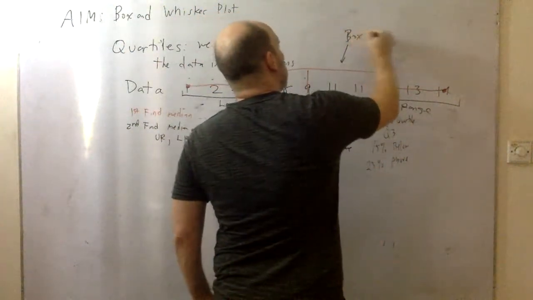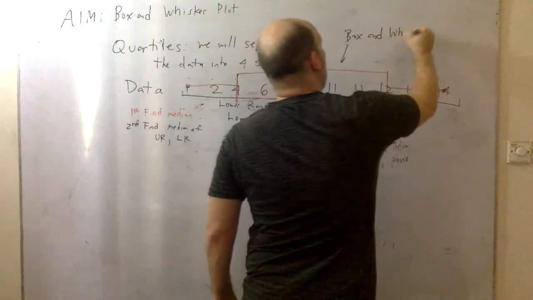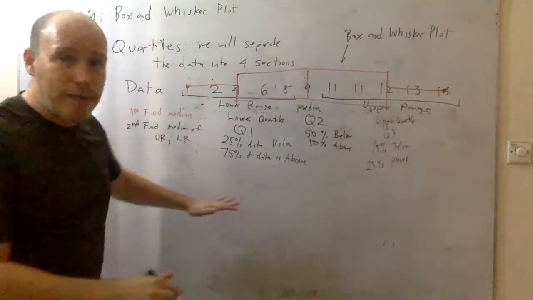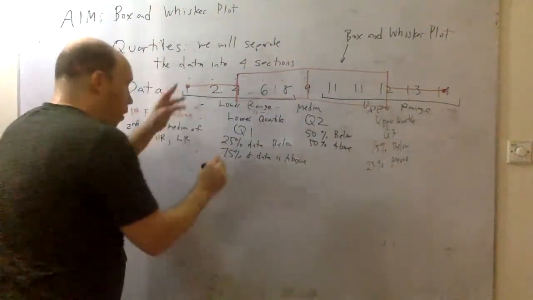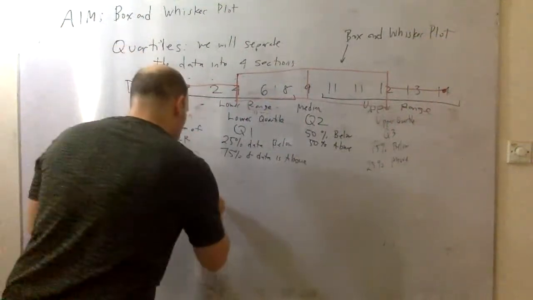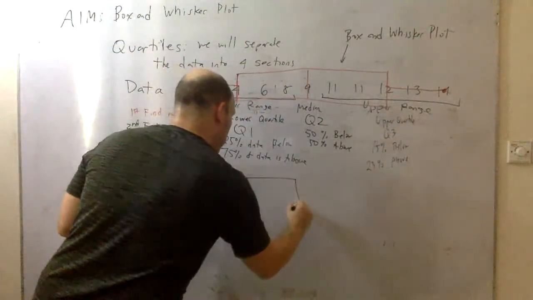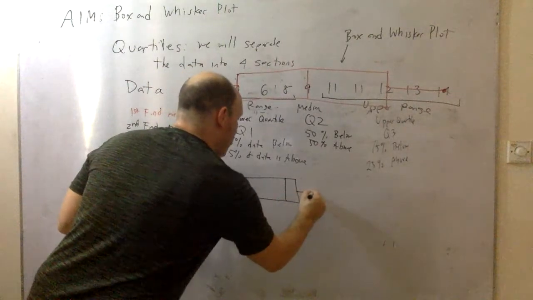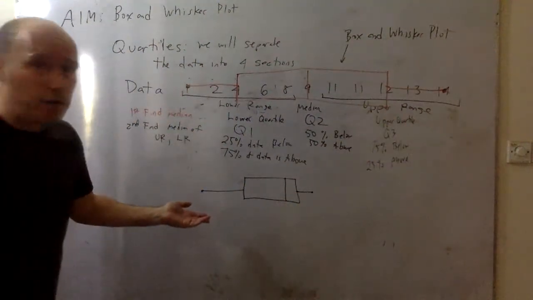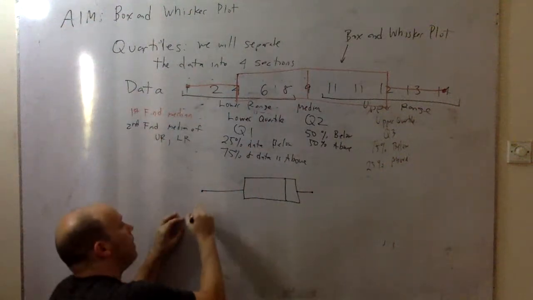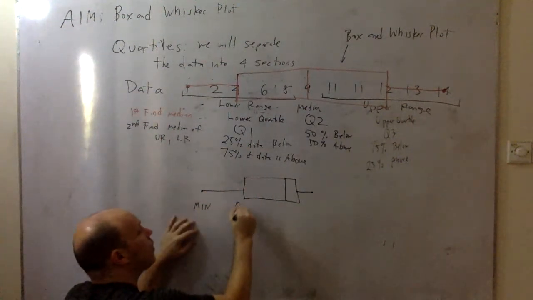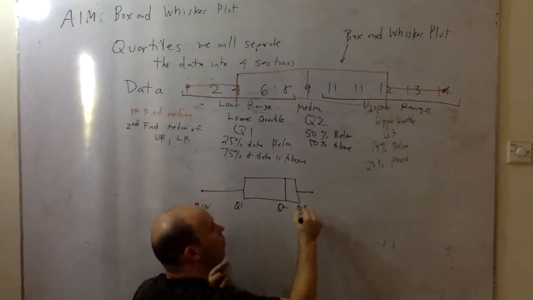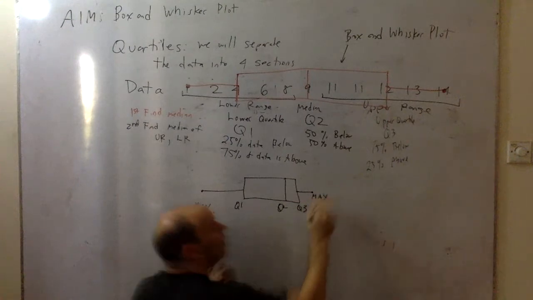This is a box and whisker plot. And once again, let me simplify that down here. It doesn't need to be perfect like this. It could look like this. This is another example of a box and whisker plot. Once again, this is the min. This is quartile 1. This is quartile 2. This is quartile 3. And this is the max.